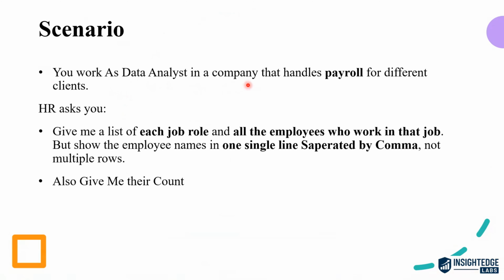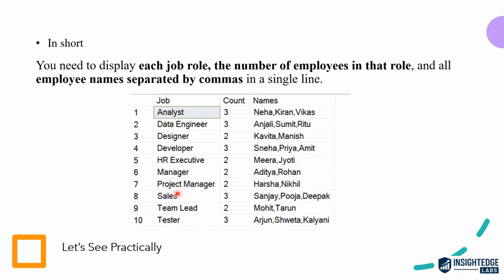You are working as a data analyst in a company that handles payroll for different clients. Now your HR asks you, give me a list of each job role and the names of employees who work in that job role. But there is a catch. Your HR asks you, show me employee names in a single line separated by comma, not in multiple rows. And also give me their count.